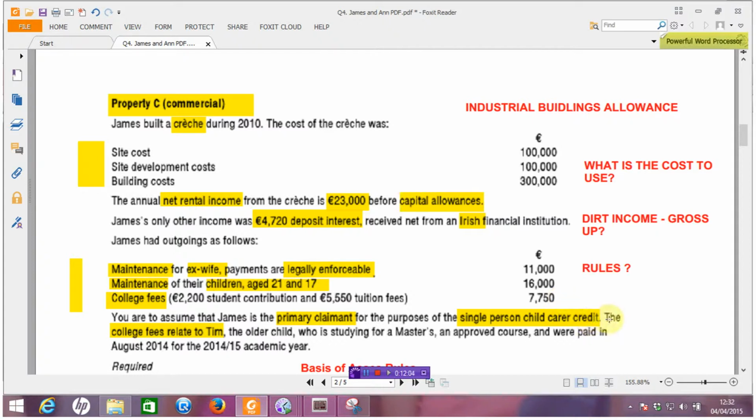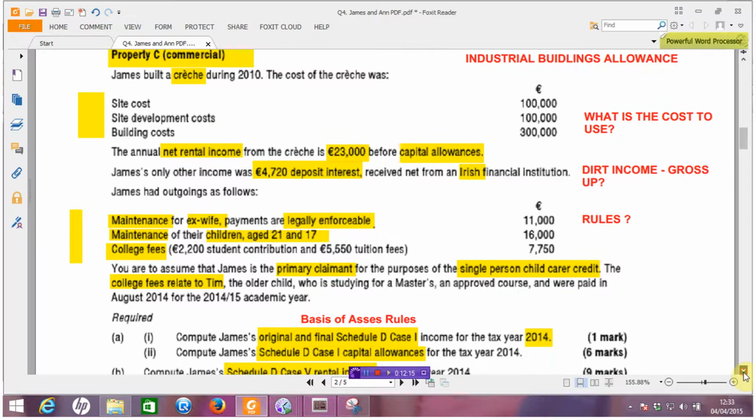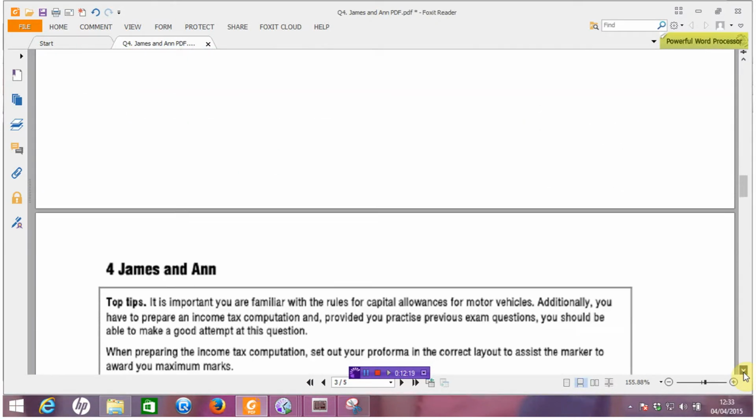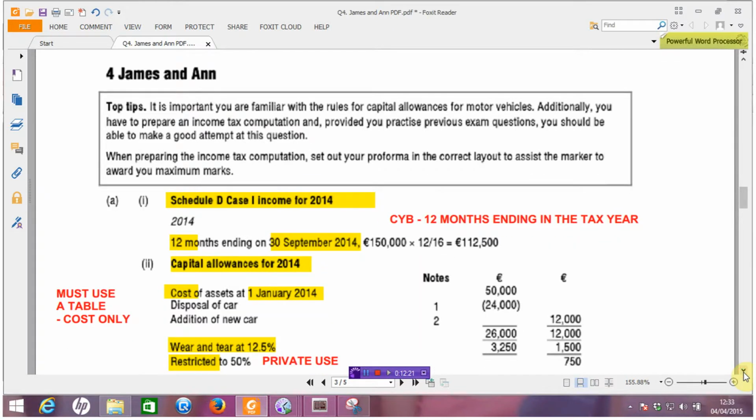Okay. Some details here on the one-parent family or the single person's childcare credit, and indeed some further details in relation to the college fees. So we just need to know the nuts and bolts of those rules. Okay. So that's the basic question. Let's look at the answer now for James and Anne.